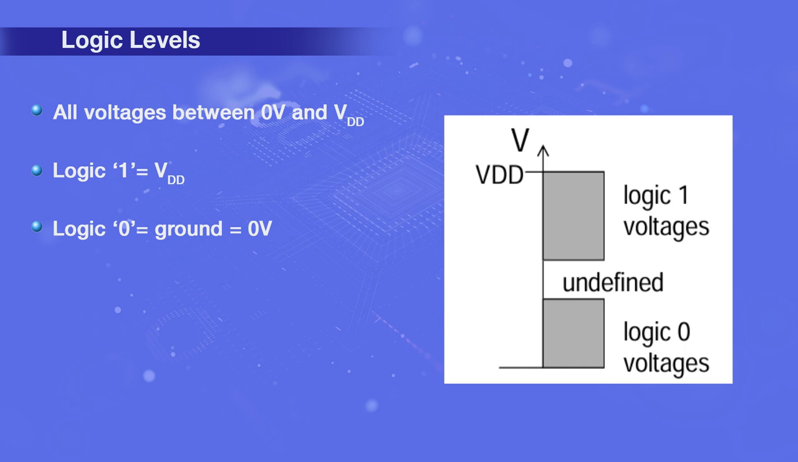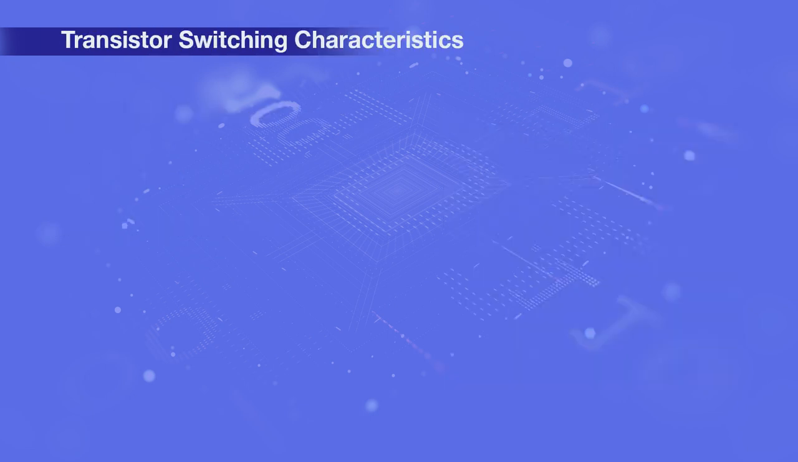So, there is a certain range up to which the voltage is considered as logic 1, and there is a certain range below which the voltage is considered as logic 0, and the range between which the value is not considered as logic 1 or logic 0 is defined as the undefined range. Transistor switching characteristics.